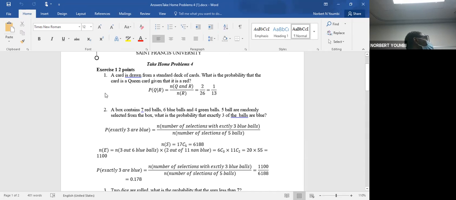So, exercise 1. The card is drawn from a standard deck of cards. What is the probability that the card is a queen, given that it is red? Yes. I just have a question about how you phrase that. Are you saying that we know it's only 26 cards if we both ones? Or are we just saying that it's a red queen? You know what I mean?